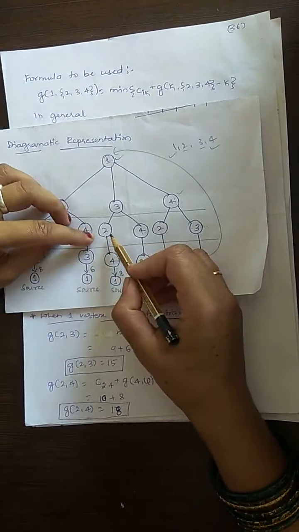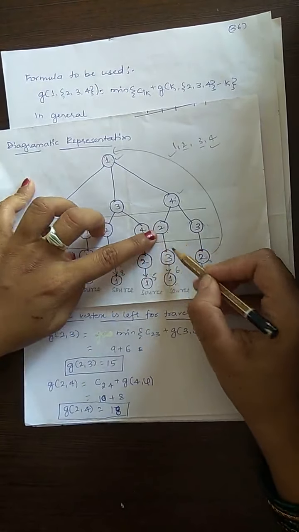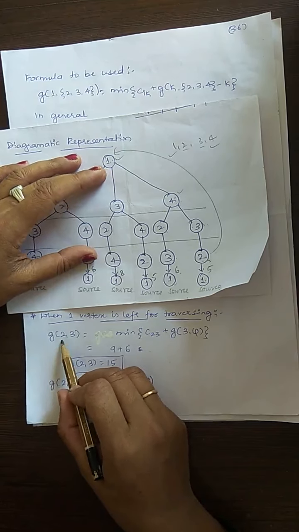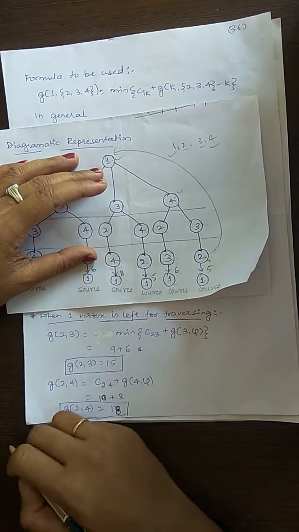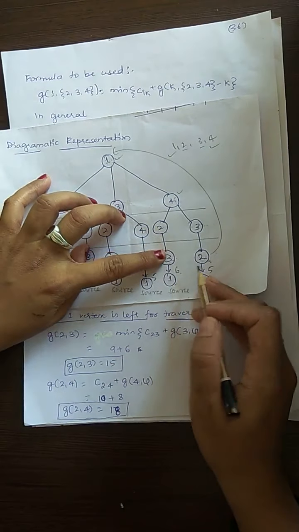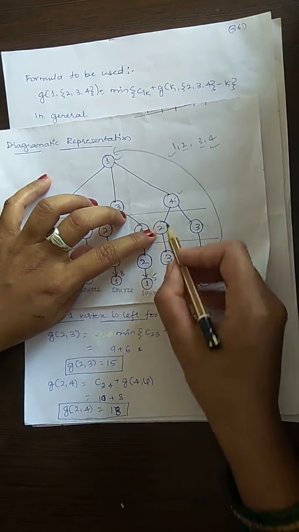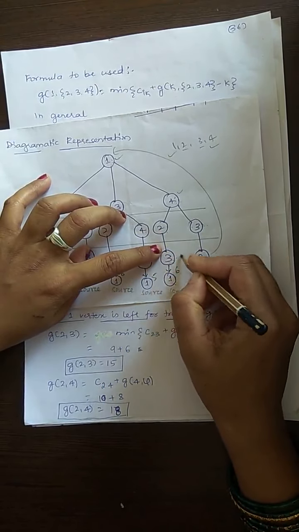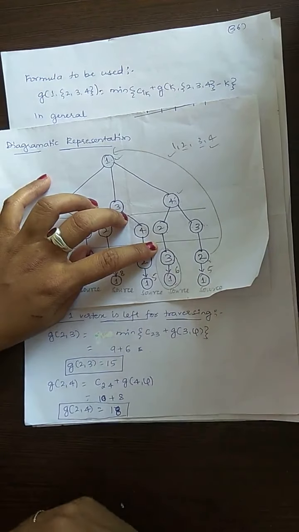So now when I am coming to 2, 3 is remaining. G indicates the cost, so G of 2, 3 here. What we are going to find is the minimum distance from 2 to 3. From 2 to 3 what is the distance, and then what is the distance of going to the source node.